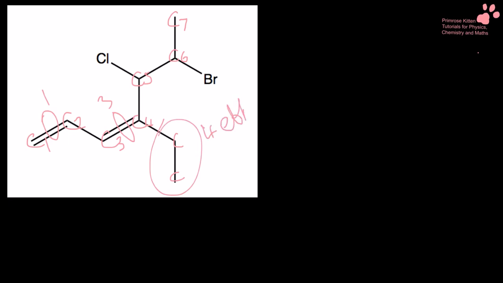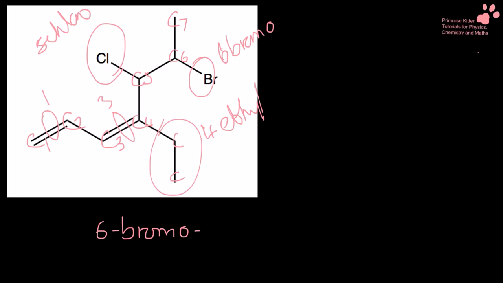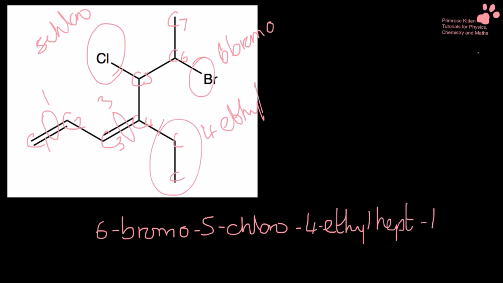Name this one. Carbon, carbon, carbon, carbon, carbon, carbon, carbon, carbon, carbon. Our longest chain is going to be squiggling around the corner, and it's going to be 1, 2, 3, 4, 5, 6, 7, which means we have a double bond on 1, a double bond on 3, we have a 4-ethyl group, a 6-bromo group, a 5-chloro group, which will give us 6-bromo, 5-chloro, 4-ethyl hept-1,3-diene.